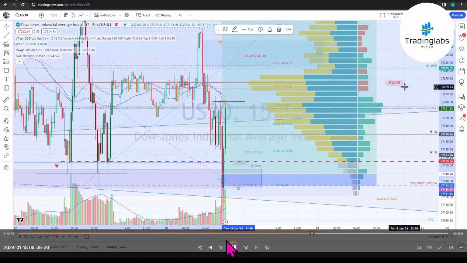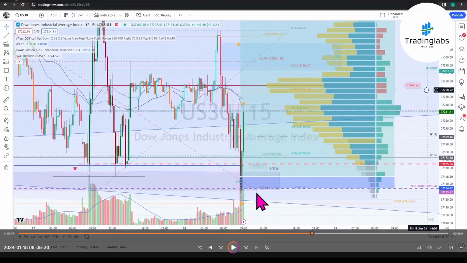I'm placing my Fibonacci retracement to see where the shorts can come in from the zero. I'm thinking, okay, if the market is going to fill this gap, the shorts can come in from the 0.238 of the Fibonacci retracement from the swing high to this swing low.